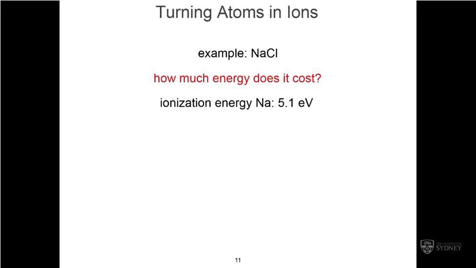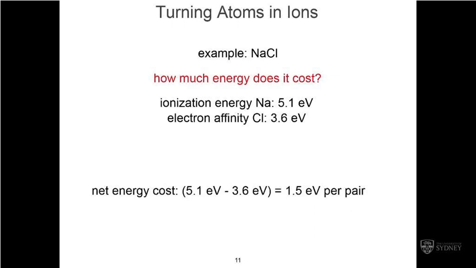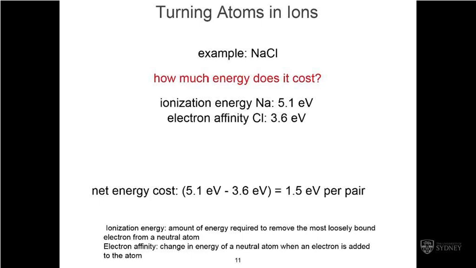And then the so-called electron affinity of chlorine is 3.6 eV. So the chlorine will gain 3.6 eV when you put that electron from the sodium onto it. So the net energy cost of creating sodium chloride is 1.5 eV per pair. And that's just an explanation of what I have said there about the ionization energy and the electron affinity.